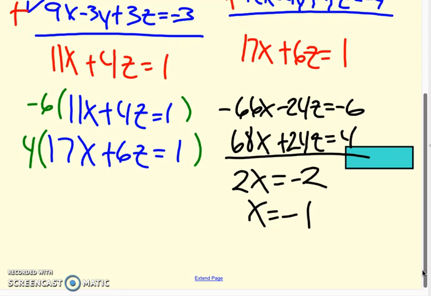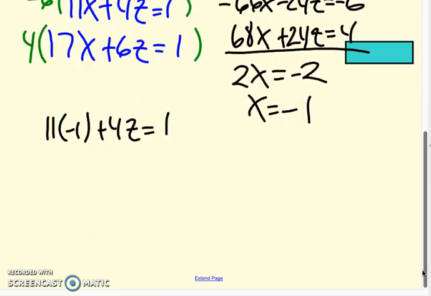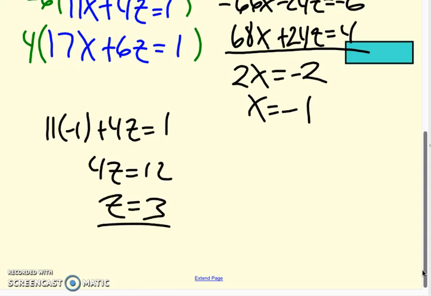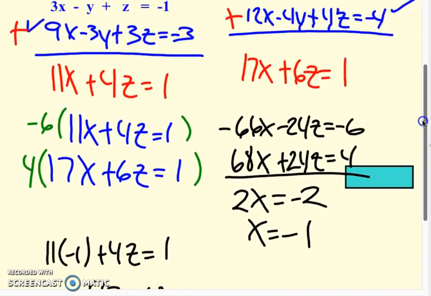So if I'm picking, I think I'll probably go with the 11 times x plus 4z equals 1. That's -11, so I'm going to add that to the other side. That's going to be 12, so I got a z of 3. Now I've got an x and a z, so go back up and pick any one of your 3 original equations.